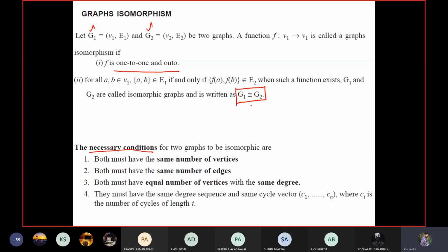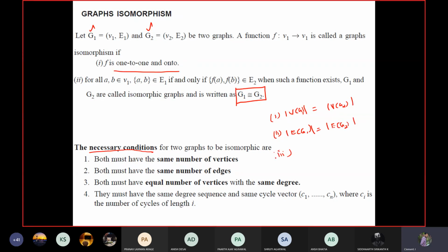Next, how can we easily check whether both graphs are isomorphic or not? First, you need to check that the cardinality of V of G1 is equal to the cardinality of V of G2. So you need to check whether the number of vertices of both graphs is the same or not. Next, at the same time, you need to check the number of edges. The number of edges between the graphs should be equal.